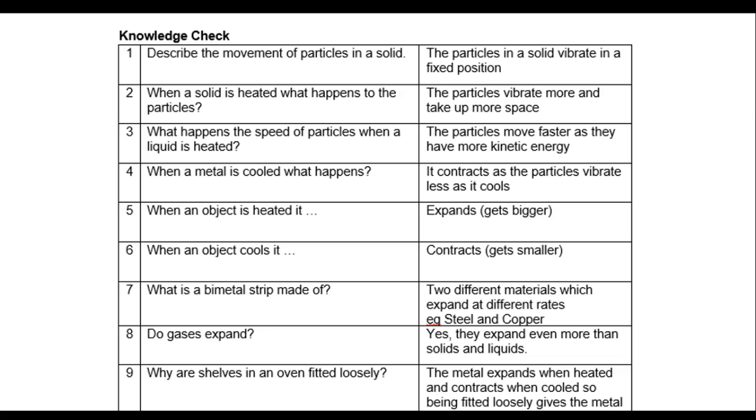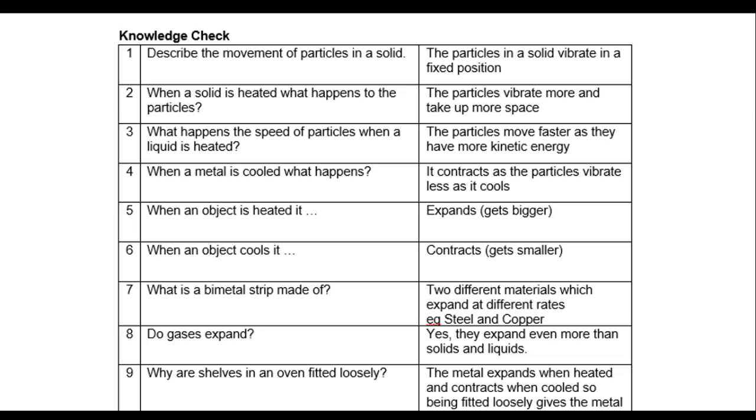When an object is heated, it expands, it gets bigger because the particles vibrate and move around more. This means that the particles take up more space, so the object gets bigger. When an object cools, it gets smaller, it contracts because the particles have less kinetic energy, they move or vibrate less. This means that there is less space between the particles. Particles then take up less space because there's less space between them, and the object gets smaller. So it means that it contracts.